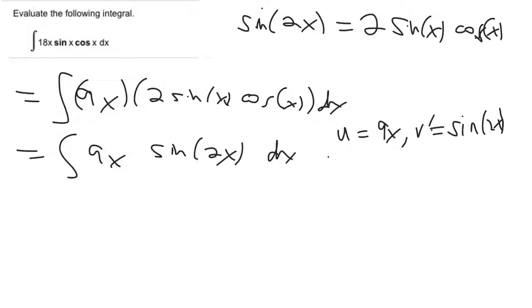In which case u prime is 9 and v is 1/2. Antiderivative of sine is negative cosine, so I'll put my negative sign there and say cosine 2x here.